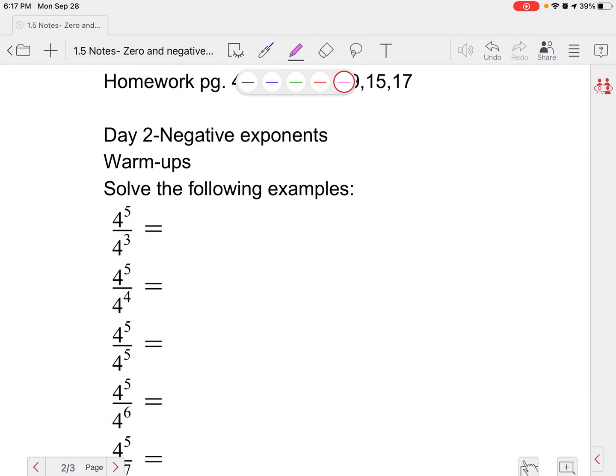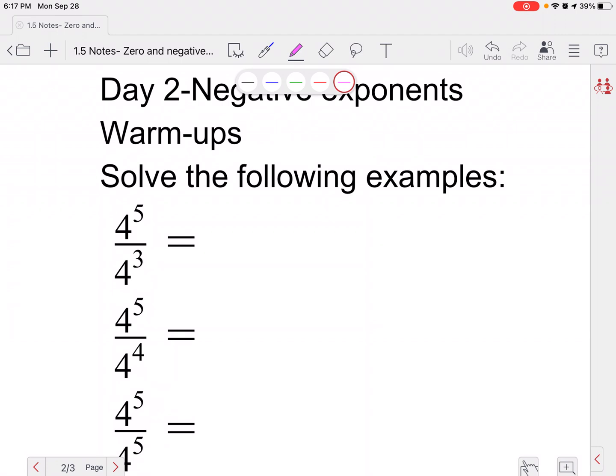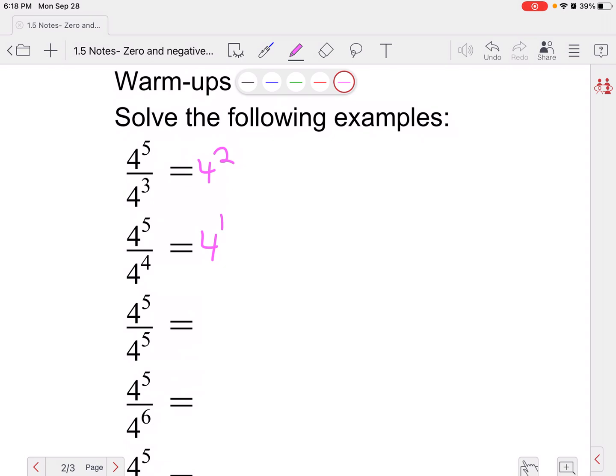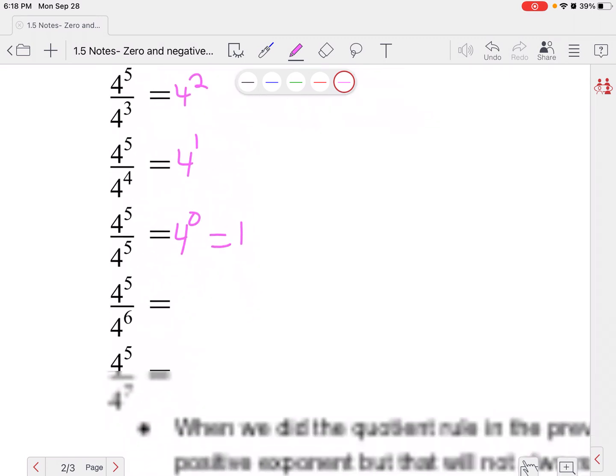So we know that 4 to the 5th over 4 to the 3rd is 4 squared, based on our exponent rules. So we did 5 minus 3 is 2. Okay. If we do 4 to the 5th over 4 to the 4th, we know that's 4 to the 1, because we subtract 5 minus 4 is 1. We know from yesterday that 5 minus 5 here would give me 4 to the 0, which we know also equals 1. Okay?